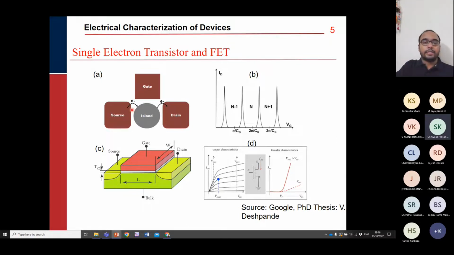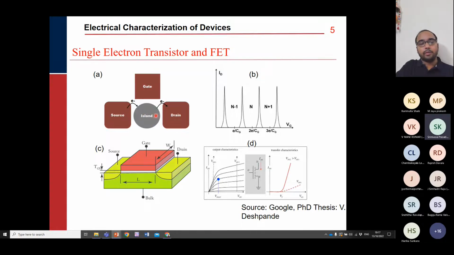Now, if we reduce the size of the structure, then we can create something called a single electron transistor device. And what is it? Here also we have source, drain, and gate electrodes, but the channel region is not that big. Rather, it is a very small island, separated from the source and drain electrodes. Since the island is separated from source and drain, if I want conduction from the source, the electron has to somehow cross this barrier, and that happens through quantum mechanical tunneling. If the electron at the source has enough energy, higher than the barrier height, then that electron will travel from source to the island.